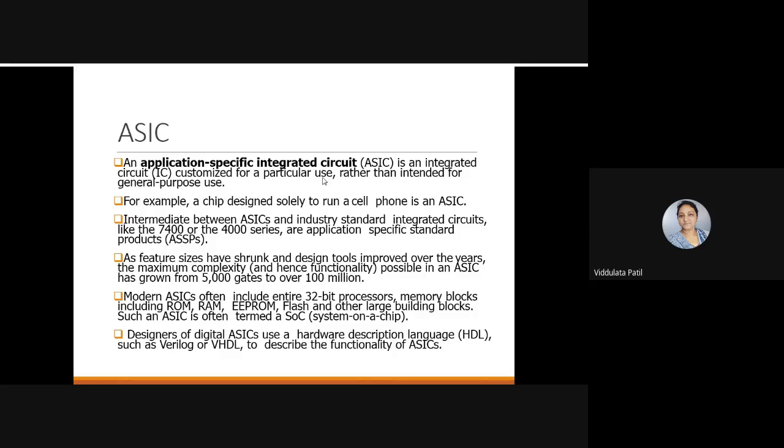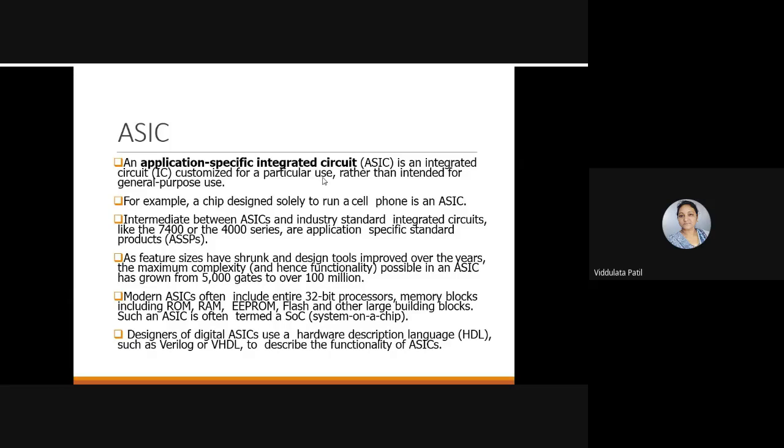And then these modern ASICs often include entire 32-bit processors, then memory blocks including ROM, RAM, EEPROM, flash, and other large building blocks. Okay, so whenever all these blocks are available in a single IC, then we call that IC a SoC, that is a system on a chip. Okay, so that means the whole system is available in a single chip. Then we call that IC a system on chip.